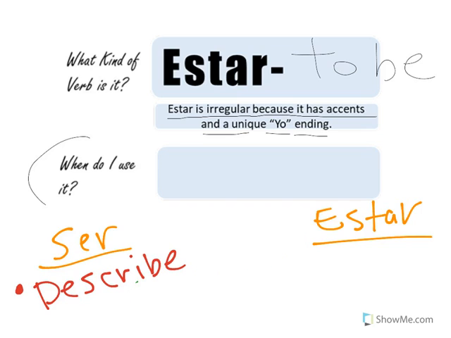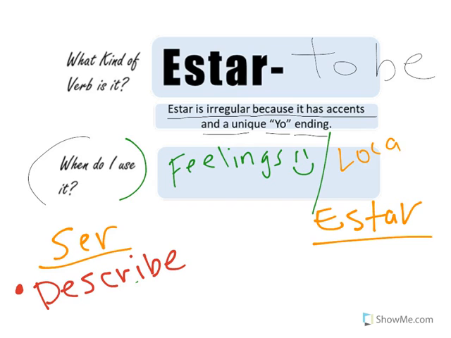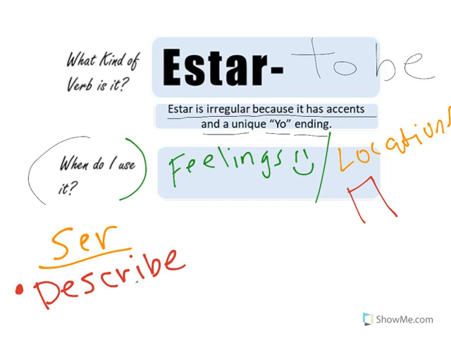So when do we use estar? Well, estar is used for feelings and locations. As in to say that someone is in Mexico, or someone is in Texas or California. I'm going to draw California because that's easier to draw for me. There we go. Looks like California, or a weird burrito.